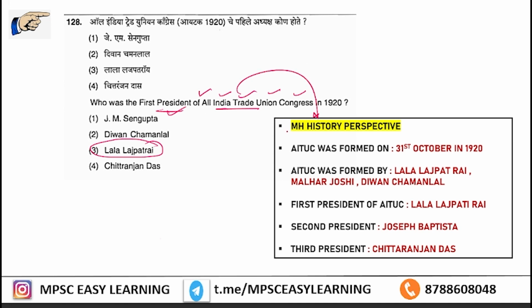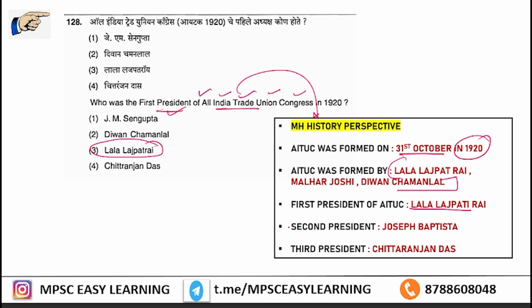If we study ITUC in depth, ITUC was formed on 31st October in 1920. And it was formed by whom? Lala Lajpat Rai, Malhar Joshi, Diwan Chaman Lal. There are many other people also who are considered a driving force for the formation of ITUC, but I have included only these because in पे हमेशा question बनते हैं. Okay, and the first president, like we just saw, is Lala Lajpat Rai.